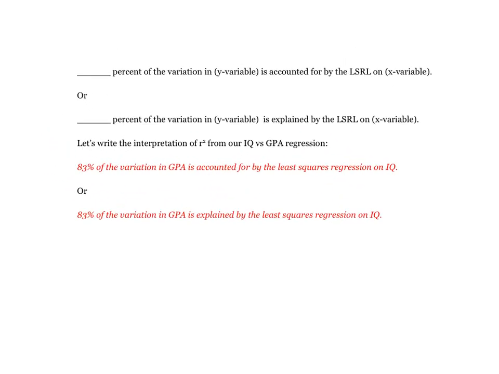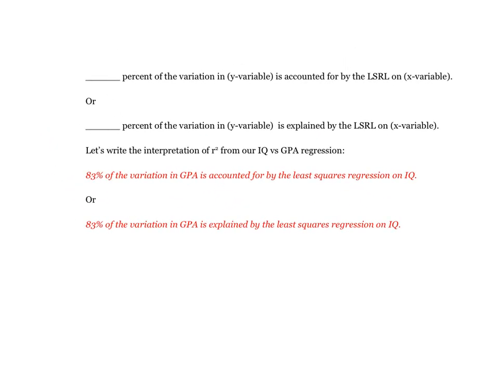Now, here is how you would describe this if you were answering a question. So you'd say some percent of the variation in the y variable is accounted for by the least square regression on the x variable. Or you can say, a certain percent of the variation in the y variable is explained by the least square regression on x. So you'll see both of these words used, accounted for and explained.